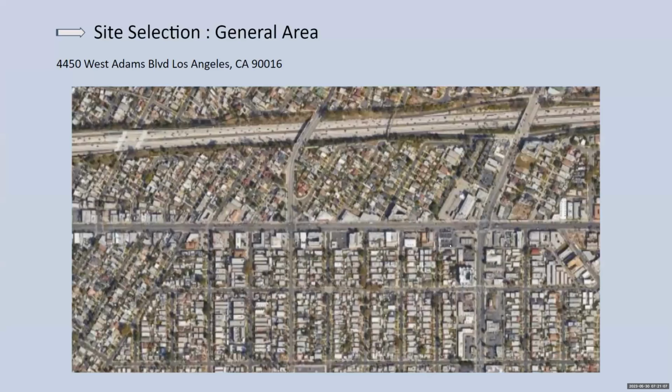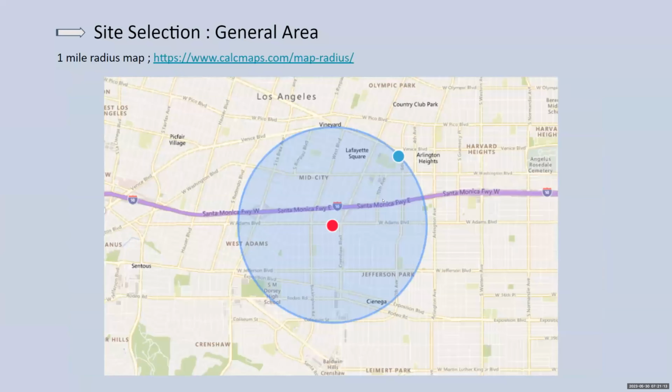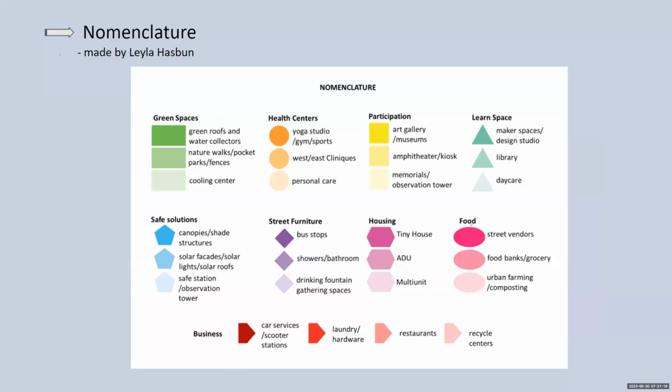Okay, so that was 27 urban interventions. And then we're moving on to site selection. So the general area is this 4450 West Adams Boulevard. And then this is a 1-mile radius map. And so this is our nomenclature made by another student. There's different symbols for all the urban interventions.